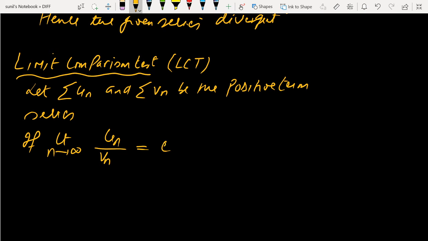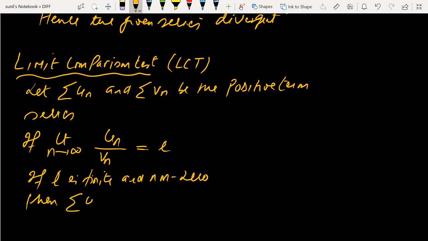is some L, and if L is finite and non-zero, then summation un and summation vn behave alike.